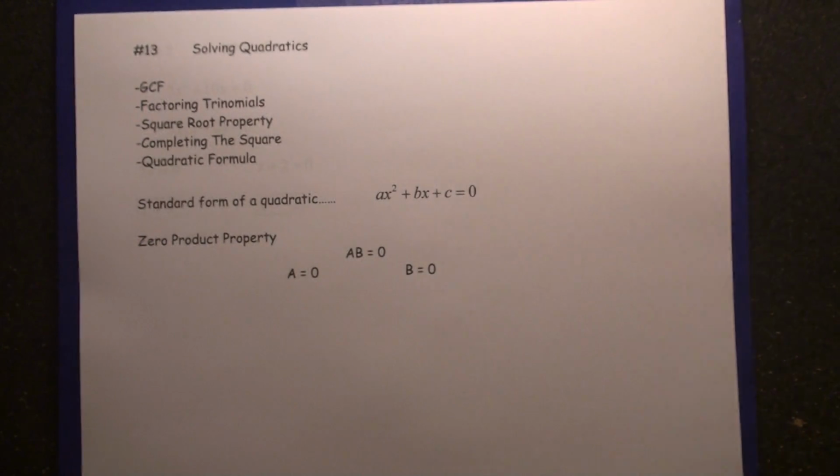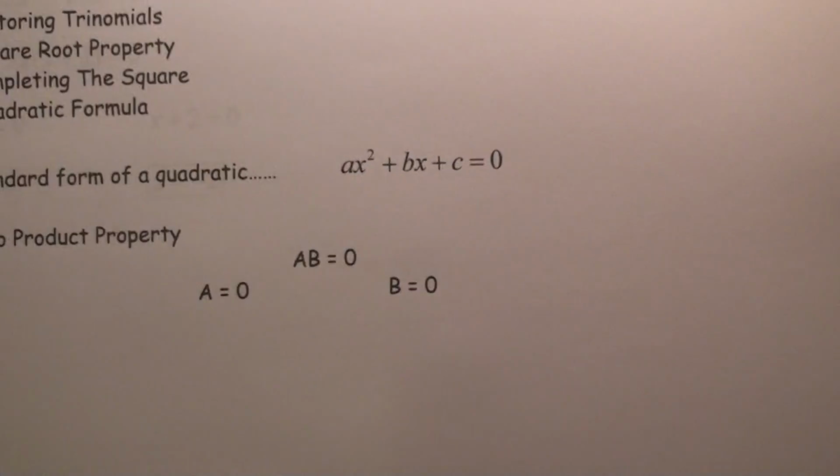Video number 13, solving quadratics. We're going to try to see if we can get through all 5 possibilities. Greatest common factor, factoring trinomials, the square root property, completing the square, and the quadratic formula. These are the methods. The standard form for a quadratic is ax squared plus bx equals c.